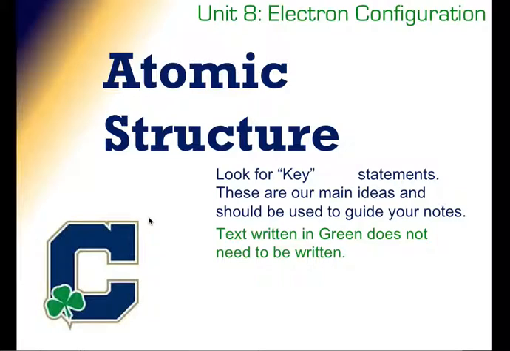Unit 8 is about electron configuration and periodic trends. Before we can really start talking about those kinds of things, we have a quick review of atomic structure, and we're also going to talk about the introduction to those electrons and where they're found and how we label them in the atom.